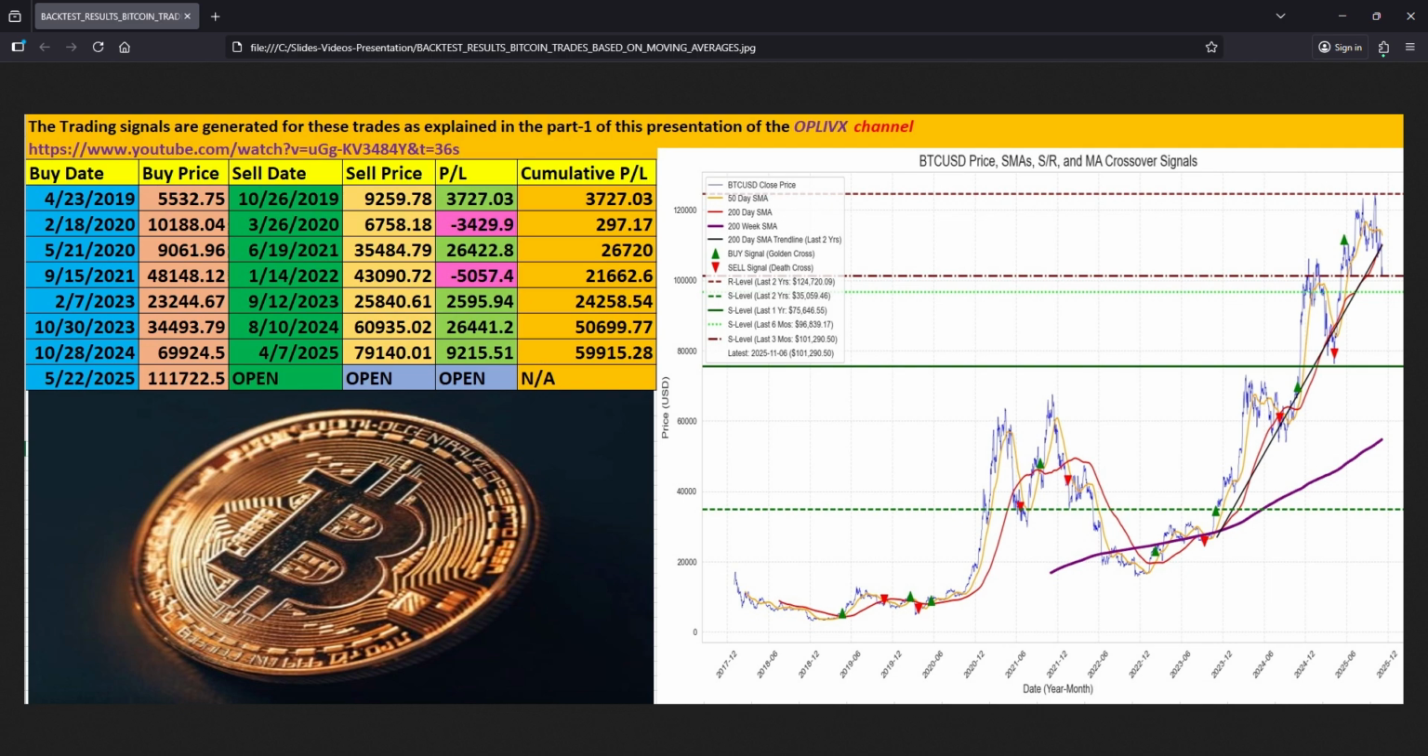Then you see the pivot marks, red and green, on the chart. The red pivot marks the bearish crossovers, and the green pivots mark the bullish crossovers. So you sell upon the red pivot and you buy upon the green pivot.